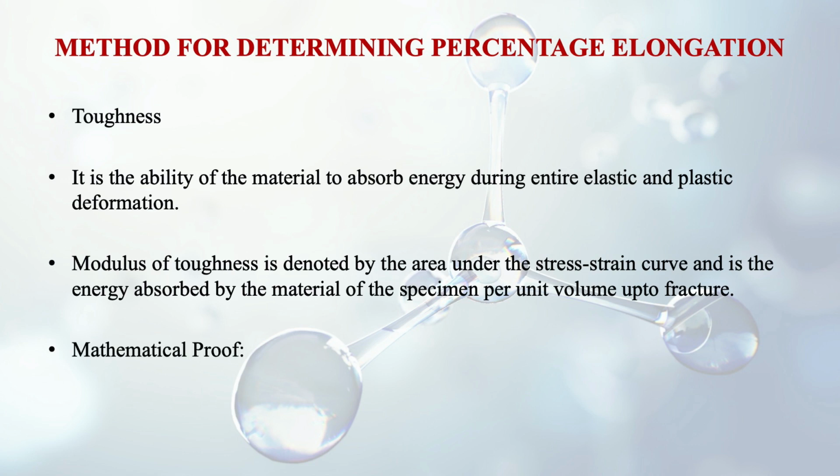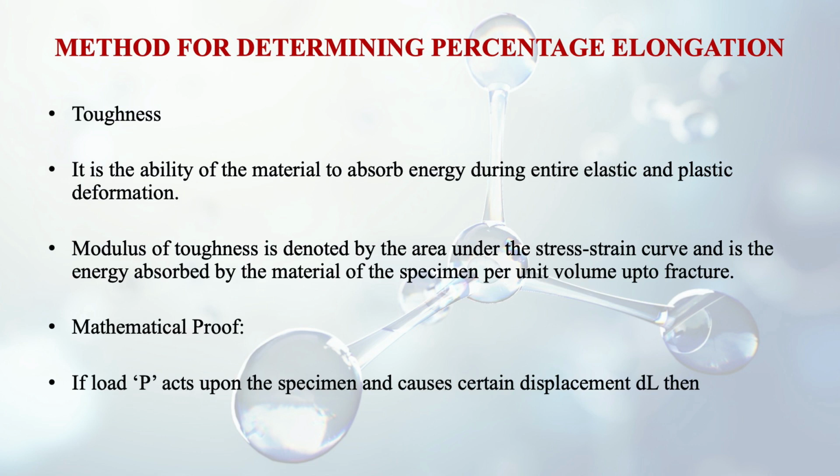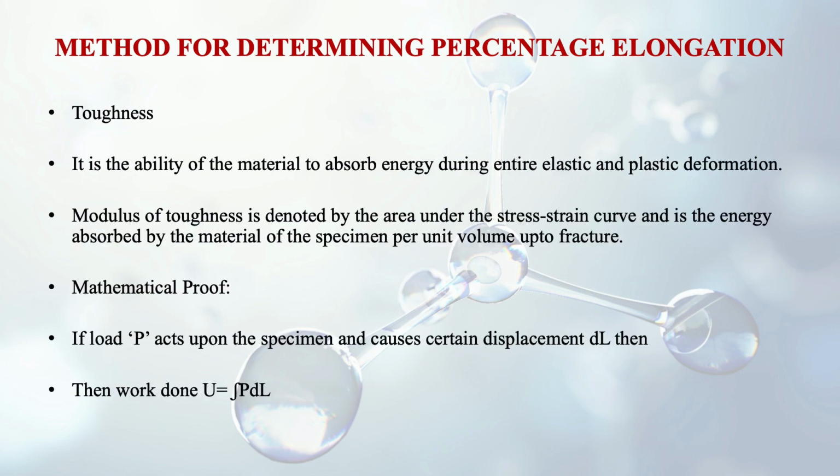So there's a mathematical proof also for that. Suppose a load P is acting upon the specimen and it causes a very small displacement, say dl. Then work done, we know, is given by force into displacement, and we are doing the integral of P into dl because we are taking small infinitesimal elements, so we have to sum up all those. So here you see U is this work done, and if we divide it by the original area of cross section and the original length, then we are getting this work done per unit volume. And the right hand side of the equation also changes: integral of P into dl divided by A0 L0, and thereafter we get the integral of sigma into d epsilon.